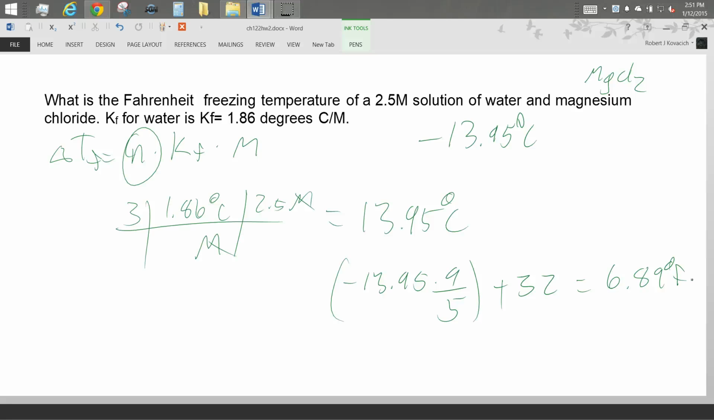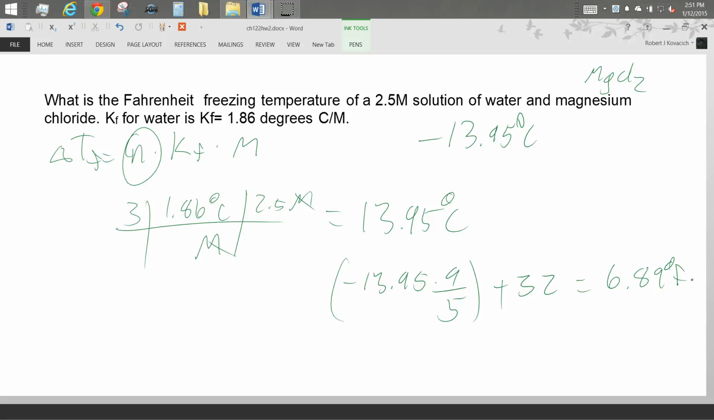So I better have a temperature in Fahrenheit significantly less than 32, because almost 14 degrees Celsius is more than a third of body temperature, so it better be a significant change.